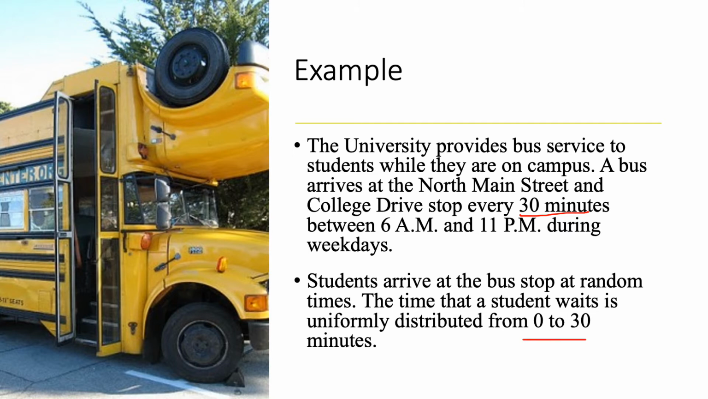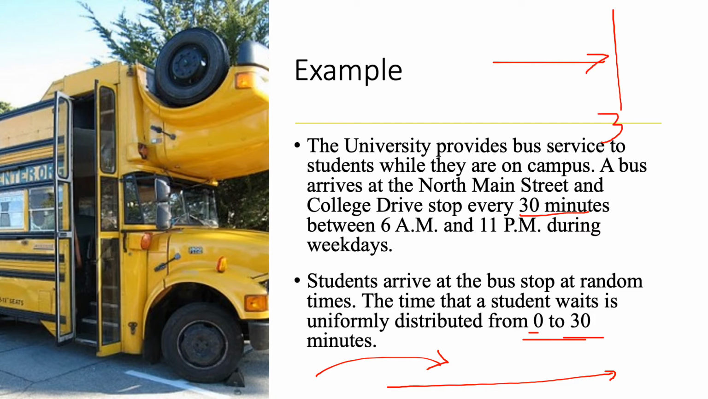I want you to visualize this real quickly. You get to the bus stop, the bus is there, and you jump in. You waited 0 minutes. You get to a bus stop, you wait 30 minutes, and you jump in, you waited 30 minutes. Basically, what we're saying is that the maximum amount of time you could ever wait is 30 minutes, no more than that. And the minimum time you'd wait for your bus is 0 minutes, no less than that.